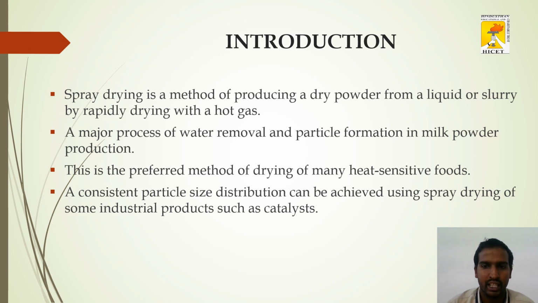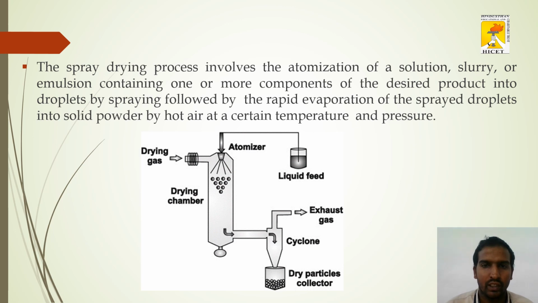Mostly heat-sensitive foods can be used for the spray drying process, and we mostly go for spray drying of milk in commercial production. The spray drying process involves atomization of the solution through nozzles. The emulsion, solution, liquid or semi-solid particles are sprayed into the drying chamber with the help of the nozzles present in the atomizer.